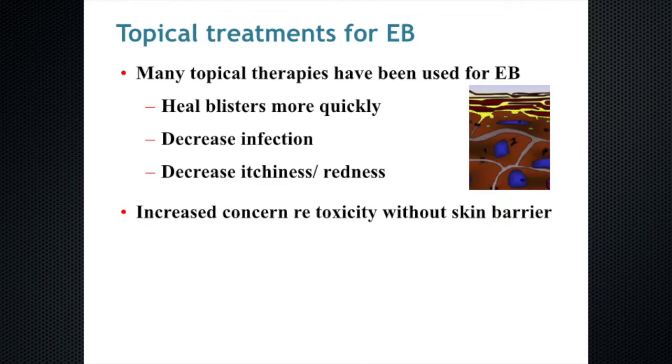Now, even in EB simplex, we're talking about changes that affect the cells down here. But whether we're talking about EB simplex or junctional EB further down, or even further down with the dystrophic forms of EB, we still lose that entire protective layer, so that even with topical treatments, we have to think about the safety of them. Now, I'm not going to talk, for example, about topical steroids.